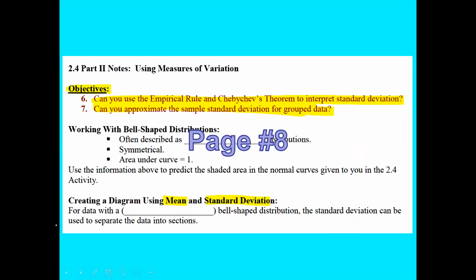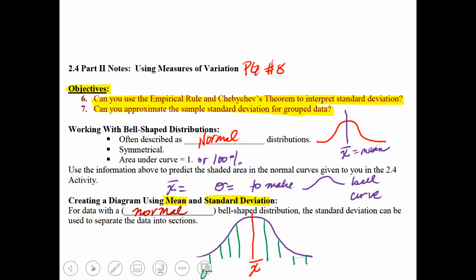Page 8 says you can use empirical rules to interpret standard deviation and approximate the sample standard deviation for grouped data. First thing we want to talk about is the following. When you're working with a bell-shaped distribution, this is often described as a normal distribution, and this is a bell curve where the x is going to be your mean, right in the middle of your bell curve. The entire area under the curve is always going to be 100%.